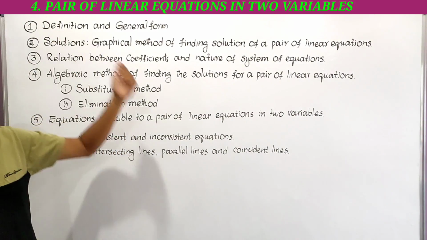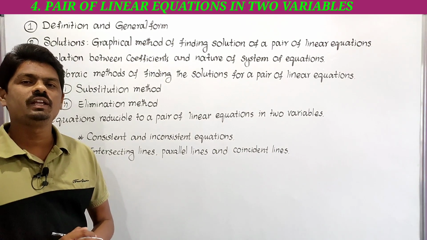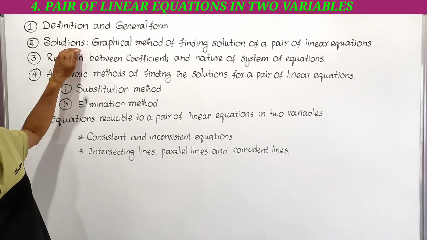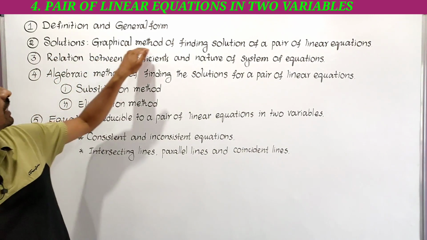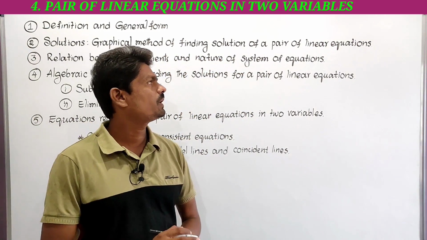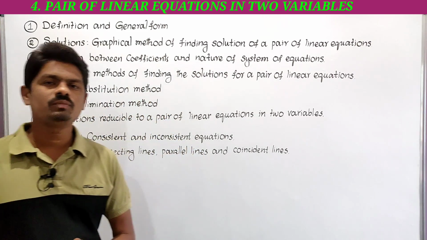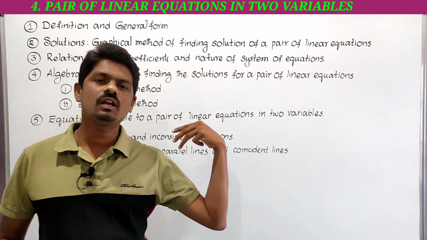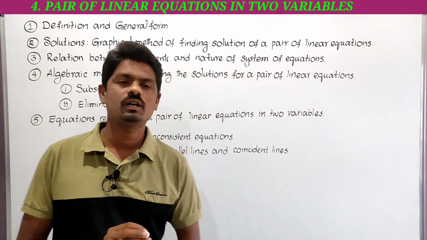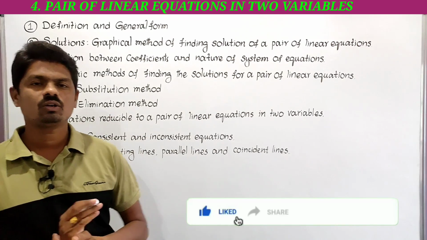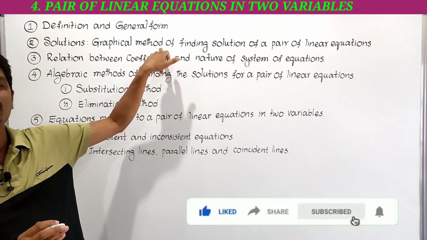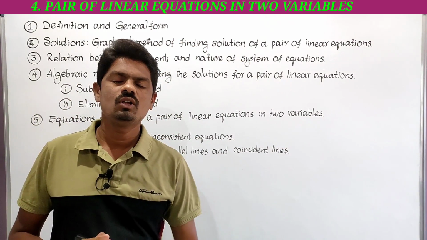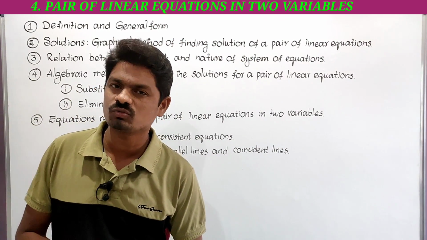First, the definition and general form of a pair of linear equations in two variables. Next, the second one, solutions. We have the graphical method of finding the solution of a pair of linear equations. So, manam ichina two pair of linear equations ki graphical method lo solution find out cheyamantadu. Next, the algebraic method. This is very important, to find the solution of a pair of linear equations in two variables using graph. So definitely we get a 4 marks question here.